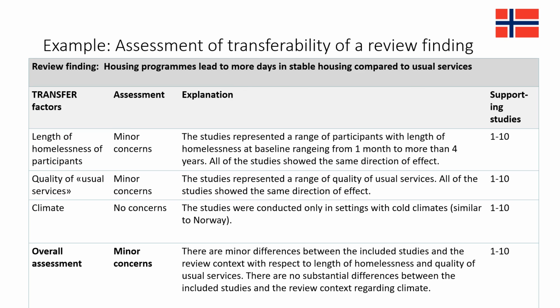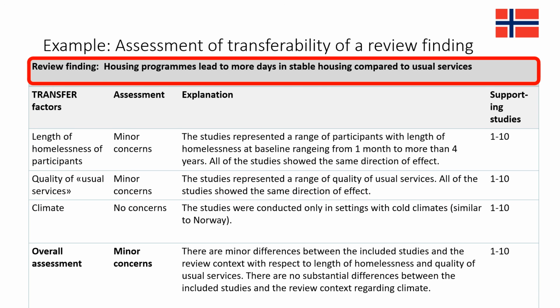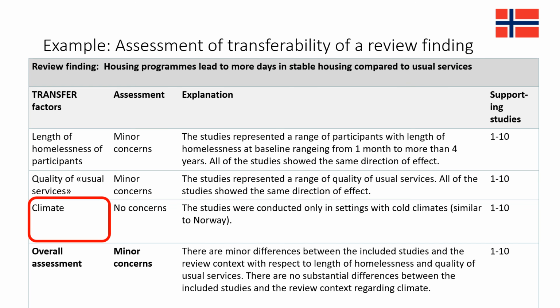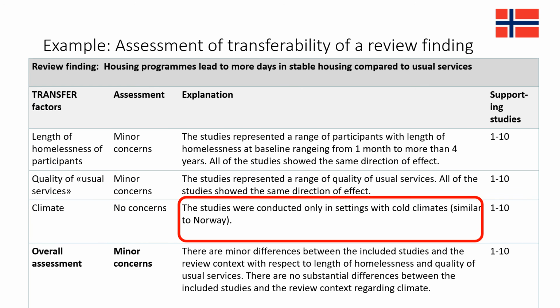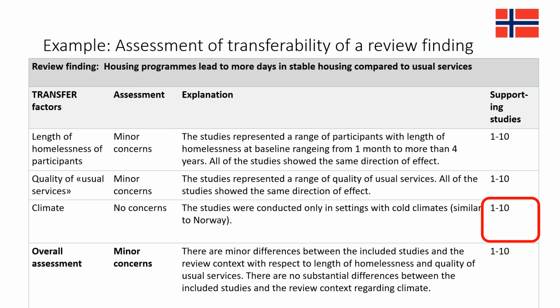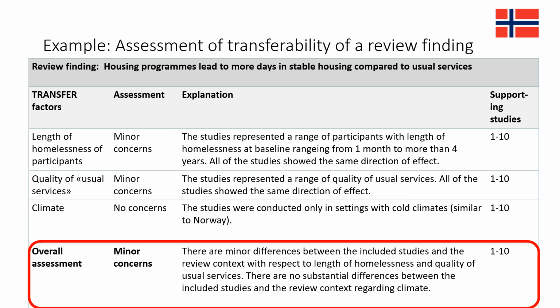So an assessment of this, for example, could be: the review finding is housing programs lead to more days in stable housing compared to usual services. When we look at the climate factor, there may be no concerns because all of the studies included in the review were conducted only in settings with cold climates, which is similar to Norway. And then the review team could say there were 10 studies supporting this and make an overall assessment of minor concerns. That there may be minor differences between the included studies and the review context with respect to other contextual factors such as length of homelessness and quality of usual services, but there are no substantial differences between the included studies and the review context regarding climate.